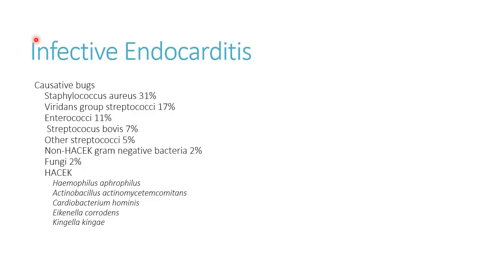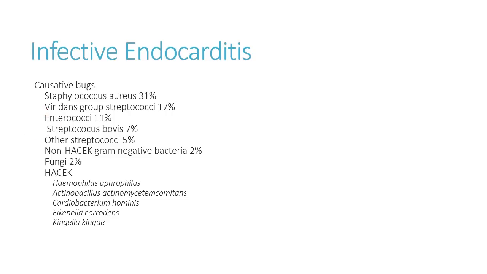As far as causative bugs go, you're going to find there's a pretty wide variety of things here. Note as well that the history is going to influence what could be involved. For instance, an IV drug abuser may have a different spectrum of bacteria that could be causing disease versus someone who had no previous history, right? We'll talk about those in a few minutes. Staph and other gram-positives are going to be the big ones. Staph aureus accounts for about a third of cases. Viridans strep and enterococci are going to be big causes here.